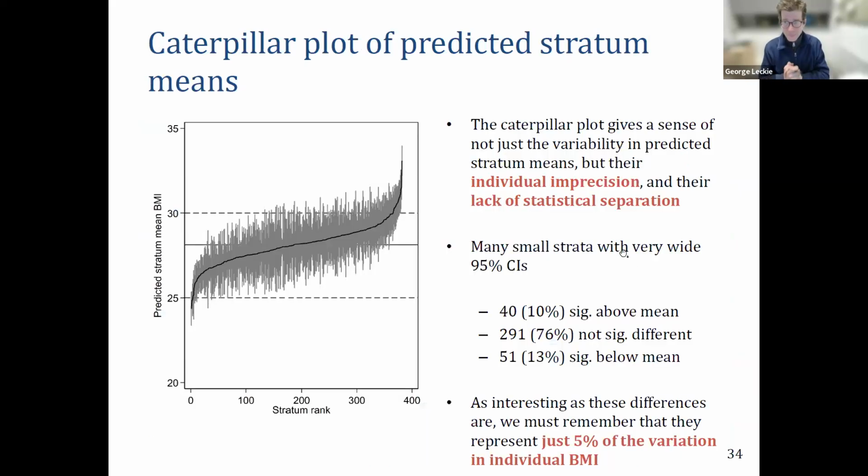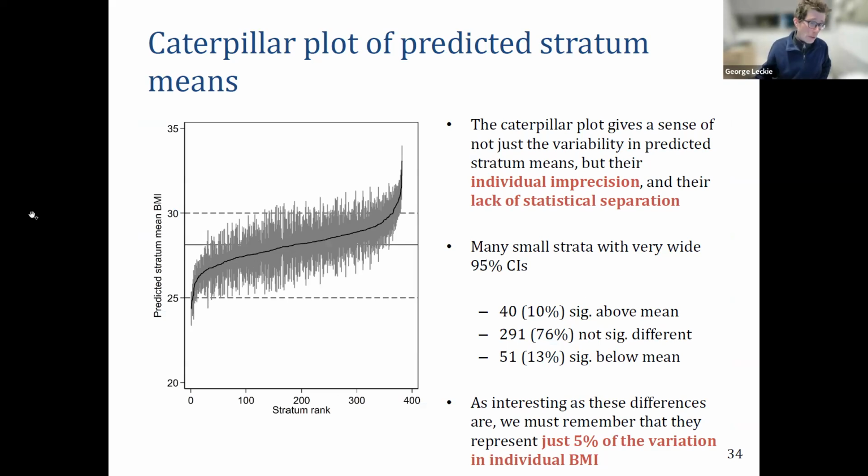Here is a caterpillar plot, because on the previous slide we talked about the optimal predictions. We stated their point estimates, but we didn't say anything about confidence intervals. And this is really important, because even though we've got these optimal predictions of borrowing strength, ultimately these strata sizes are not that big. And so if you want to look at an individual stratum and say something about it, you have to communicate the individual imprecision of them.